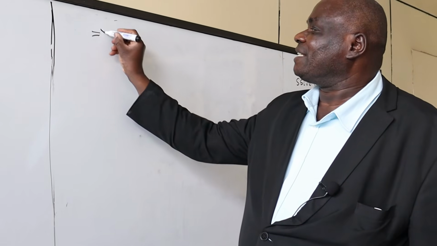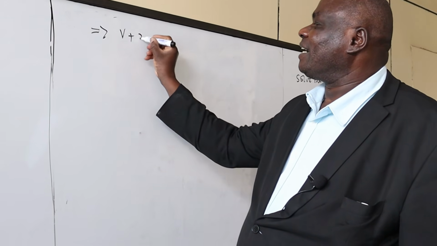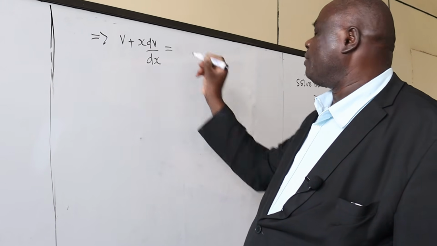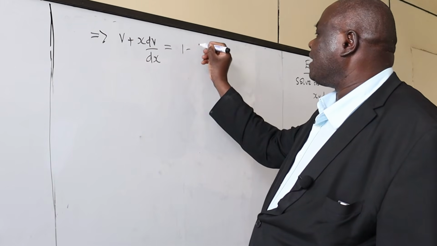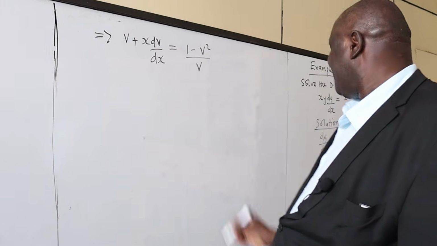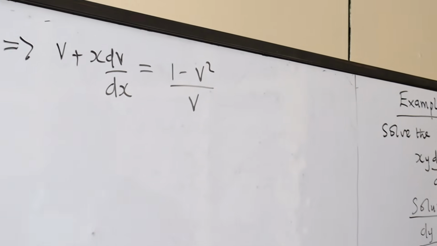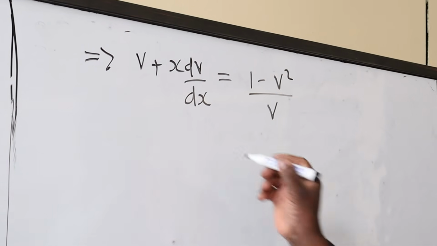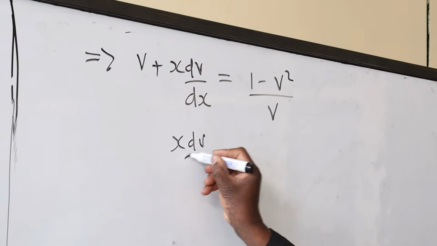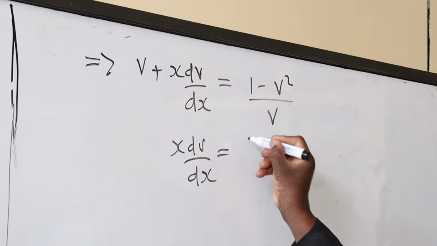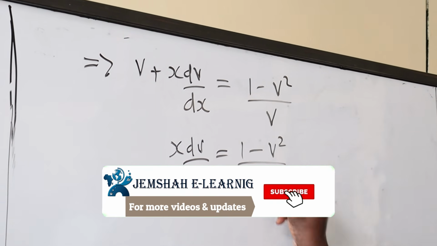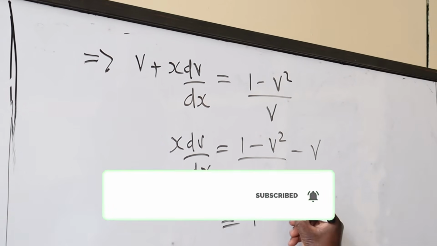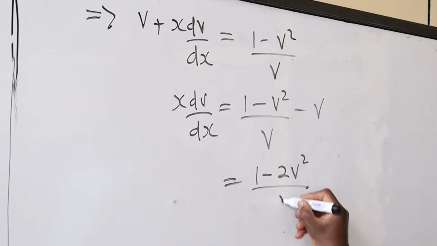So this implies that v plus x dv/dx will be equal to (1 minus v squared) all over v. It will simplify to that. Now, we want to separate the variables. So we can say here x dv/dx will be equal to (1 minus v squared) all over v minus v, which will be equal to (1 minus 2v squared) all over v.